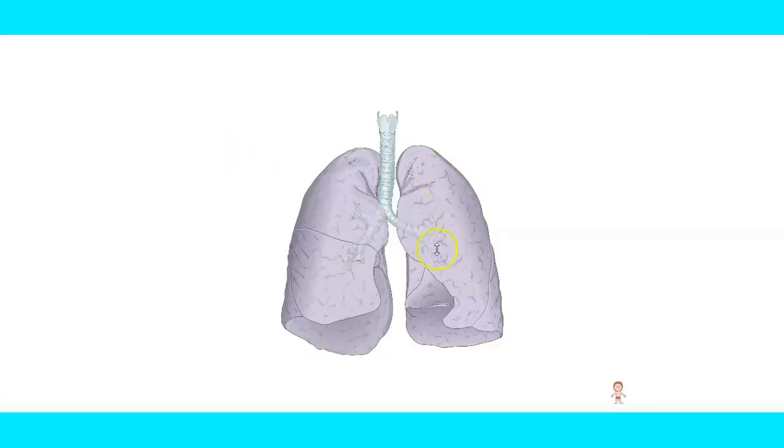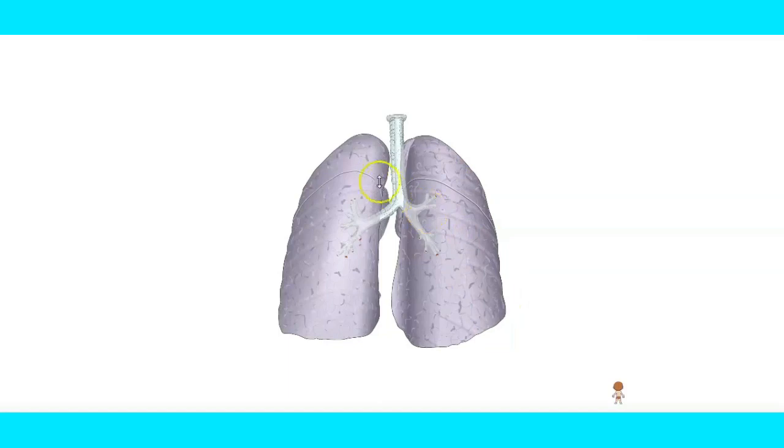Alright, so we're talking about the right and left lung, right? The right has a superior lobe, middle lobe, and inferior lobe. The inferior is not clearly shown here in this anterior view. Then the left has a superior and inferior lobe, right? And this is the posterior view.